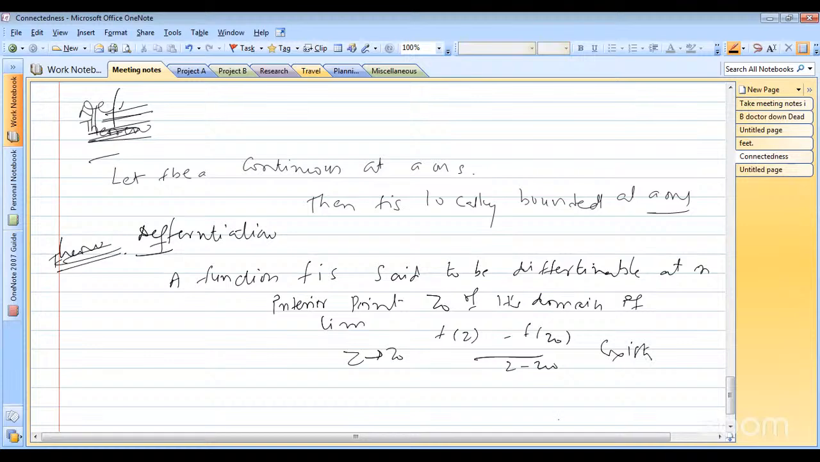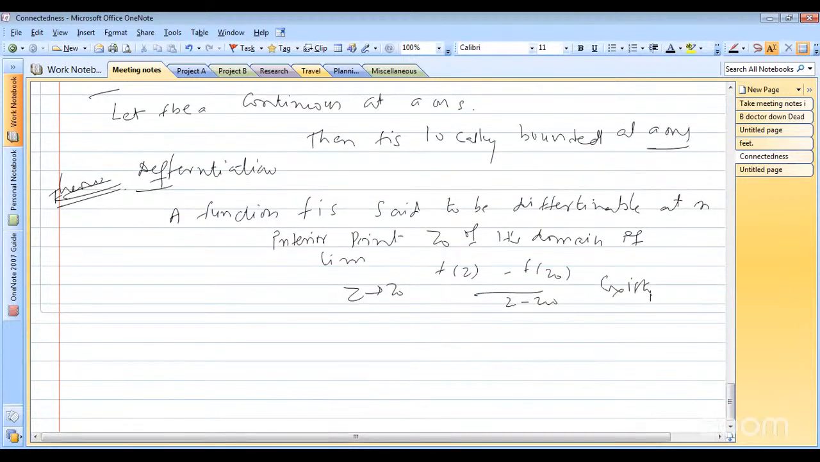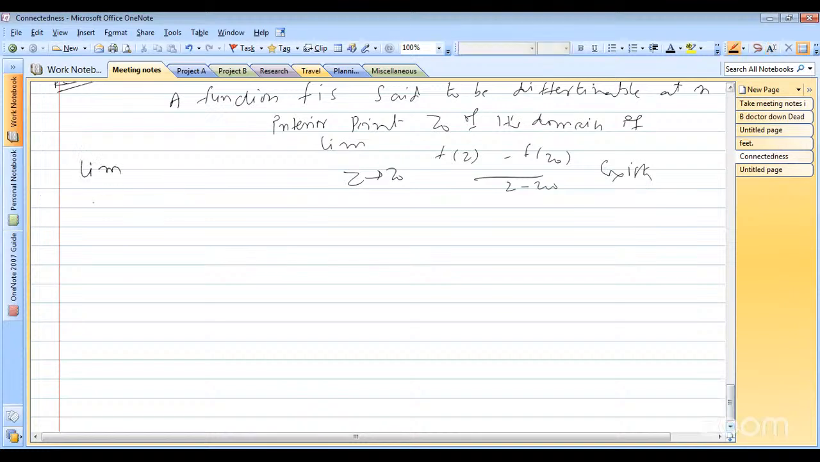exists, specifically at an interior point of the domain. So we take the limit as Z tends to Z0 of (f(Z) minus f(Z0)) by (Z minus Z0), and it can exist. When f is differentiable at A here, the limit as Z tends to Z0 of (f(Z) minus f(Z0)) by (Z minus Z0) is called the derivative of f at Z0, and it is denoted f dash of Z0, the first derivative, we are writing here.